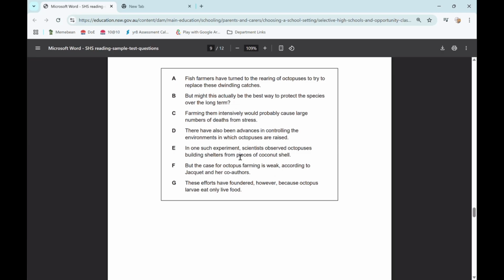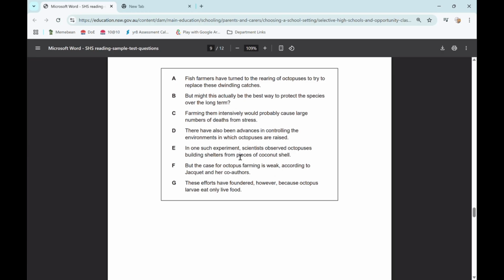Then C, farming them intensively would probably cause large numbers of deaths from stress. C fits very well in here because of the way they talk about stress. Animals who aren't intelligent obviously don't stress, so it's likely pointing towards a smart or intelligent species. But let's go through the rest of the answers, right?